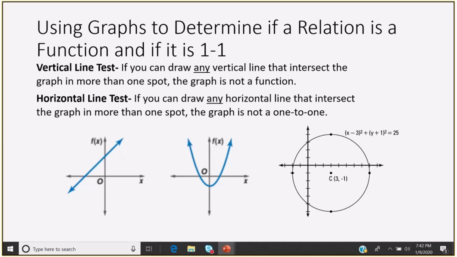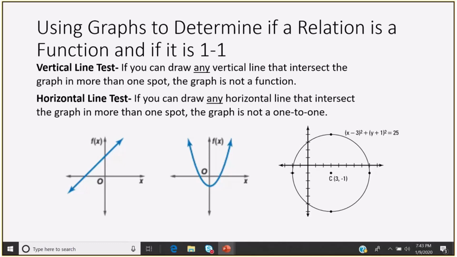And how the tests work is, for the vertical line test, we'll focus on that one first, if you can draw any vertical line that would intersect your graph in more than one spot, the graph is not a function. So with these tests, you're trying to prove something is not a function. And very similar, for the horizontal line test, if you can draw any horizontal line that intersects your graph in more than one spot, then it is not one-to-one.